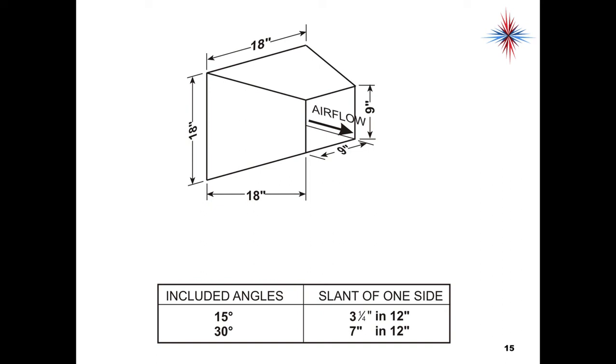So calculate the loss for this transition. What is A1? A1 is 18 by 18, which is 324 square inches. What is A? A is the downstream size, 9 by 9. So for A1 over A, we take 324 divided by 81. A1 over A is 4. The included angle is over a 12-inch period.